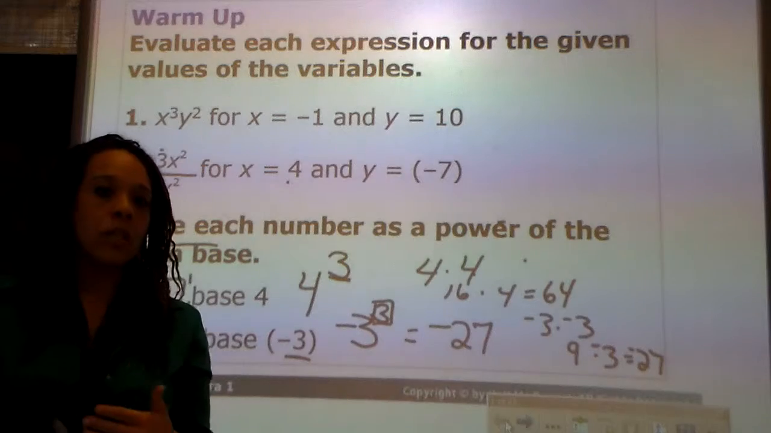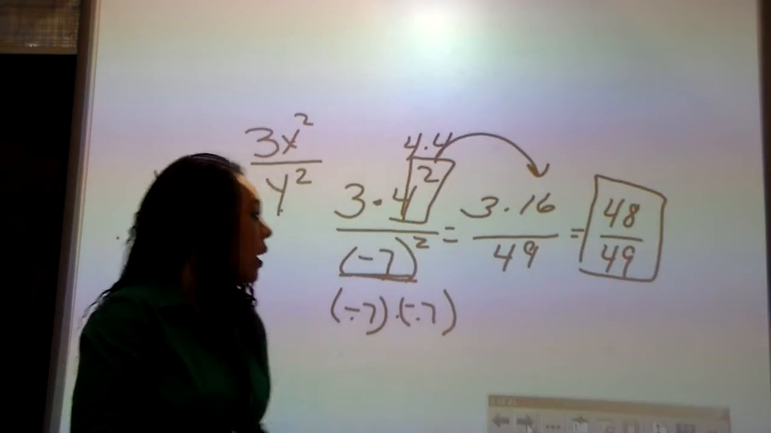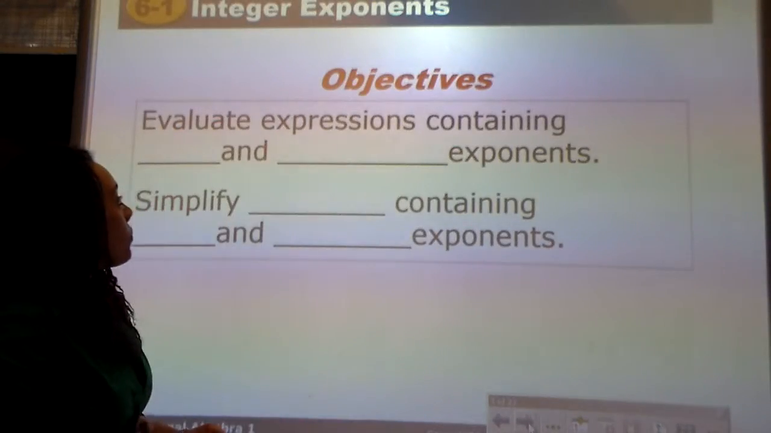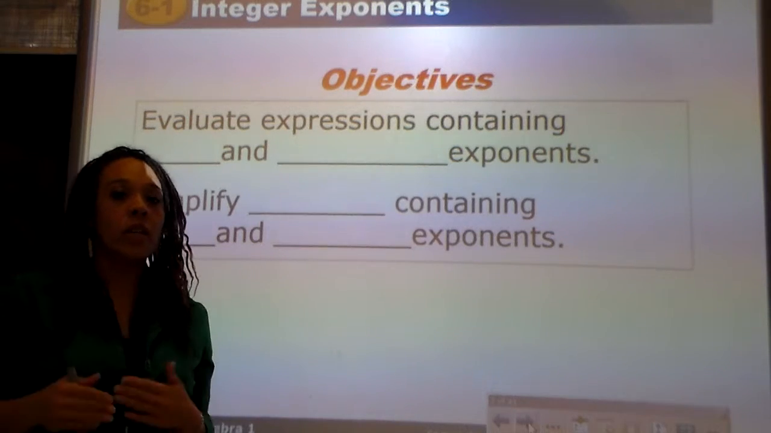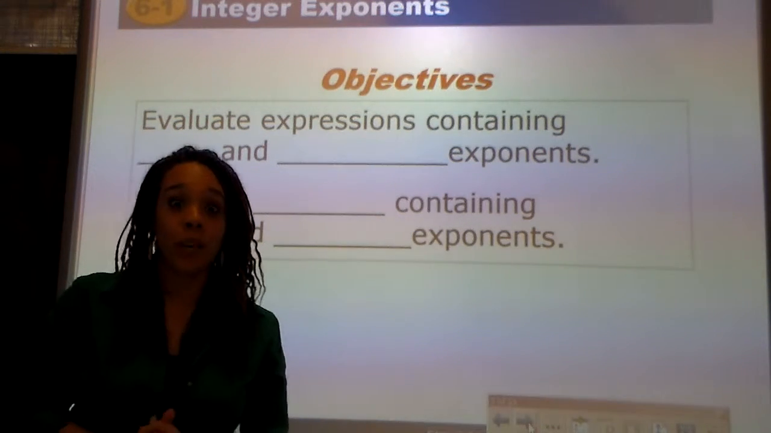You're now ready to move on to the lesson, starting at the objective. So you can continue on with the video, press pause if you need a little break.